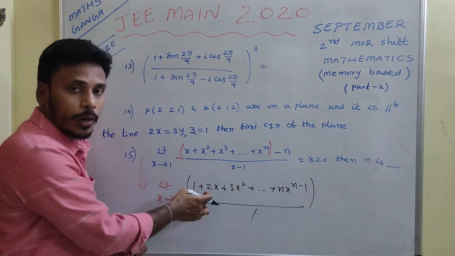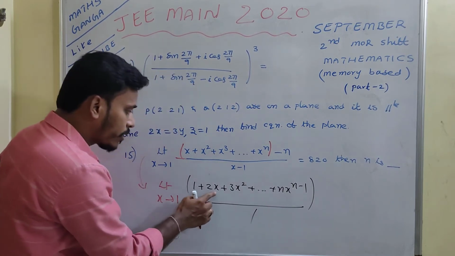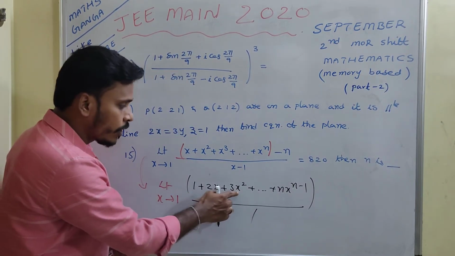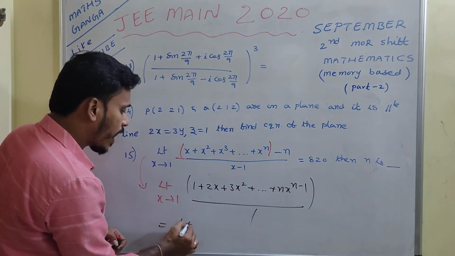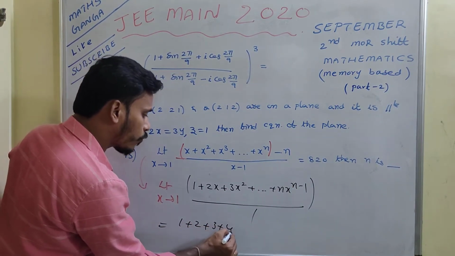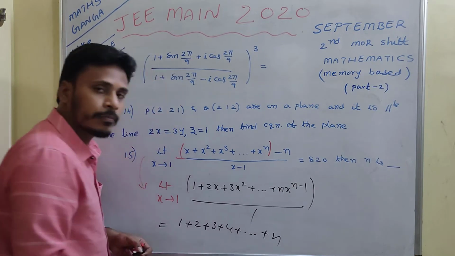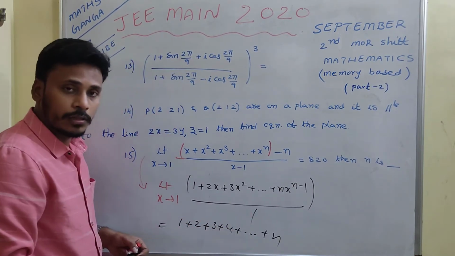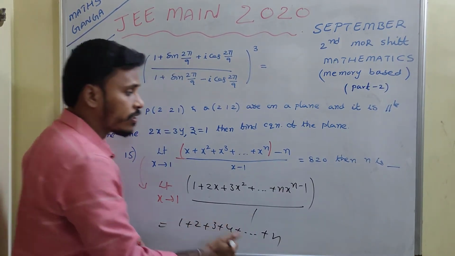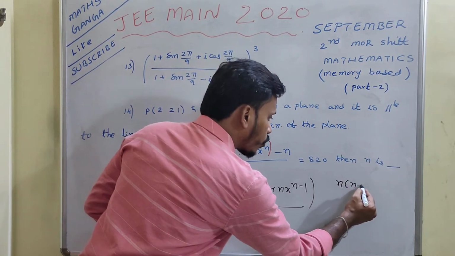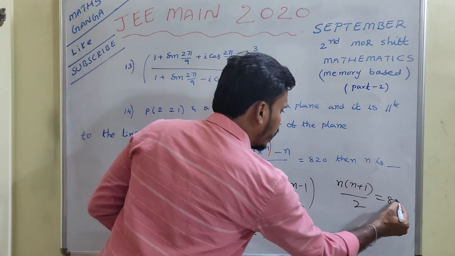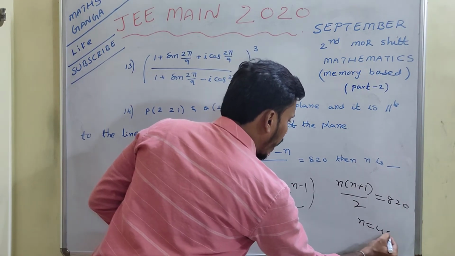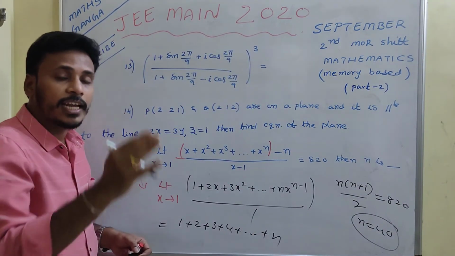Now replace x with 1. 1, then 2 into 1 is 2, 3 into 1 square is 3, and like that, n into 1 power n minus 1. So we have 1 plus 2 plus 3 plus 4 and so on plus n, which is the sum of the first n natural numbers. We are familiar with this sum, which is n into n plus 1 by 2, and it is given as 820. If you solve, you will get the value of n as 40, and that is your option.